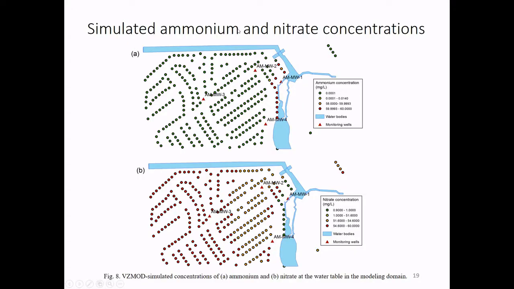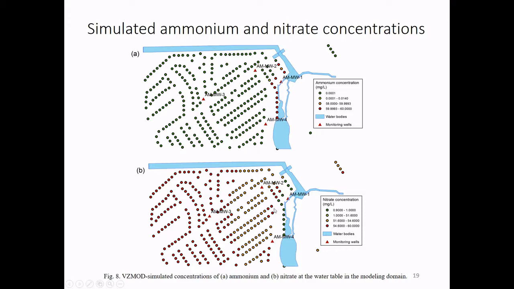This is the simulated ammonium nitrate concentration at the water table by VZMOD. You can tell that the blue is for ammonium and this is for nitrate. For ammonium, for most places the concentration is essentially zero because all ammonium is nitrified, right? Except near the river, because near this surface water body the water table is shallow, so the nitrification process is not completed. I will show you a picture later on of how shallow the water table could be. So essentially there is no nitrification, and all ammonium remains as ammonium and enters the water table.